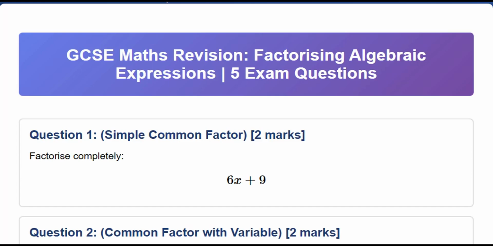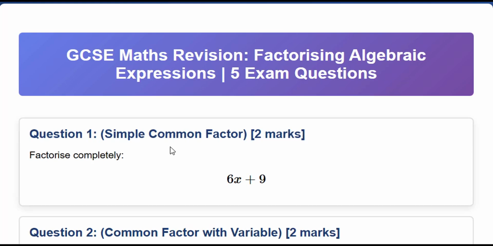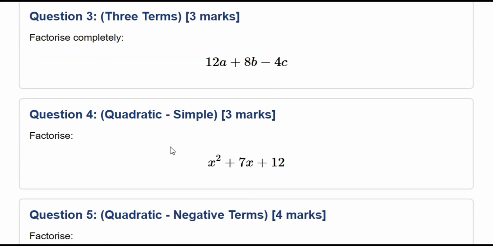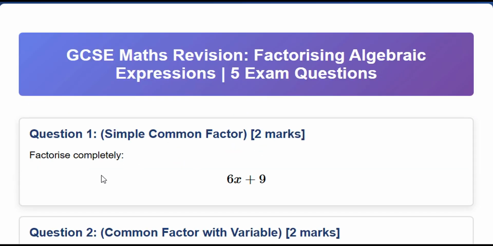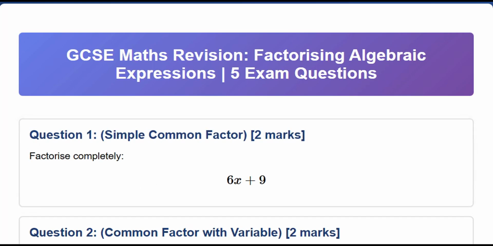In this GCSE Maths revision lesson, we are going to learn how to factorize algebraic expressions and then try to solve 5 exam-related questions. I'm going to start with the simplest factorization, and we'll move on to more complex questions. So the first one here, question 1, we are told to factorize completely 6x plus 9.